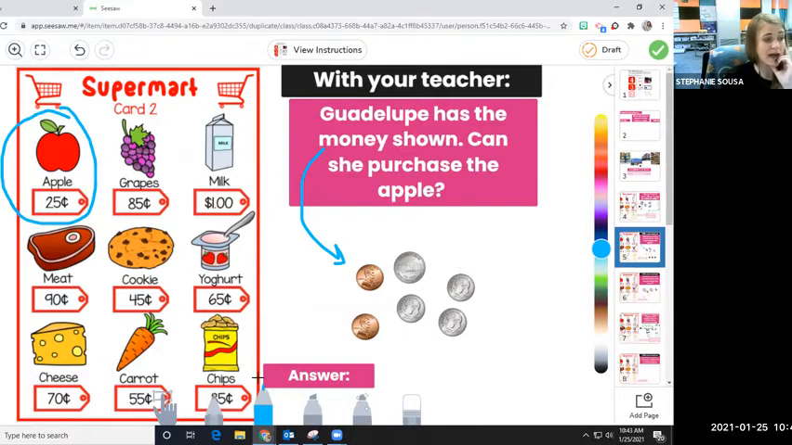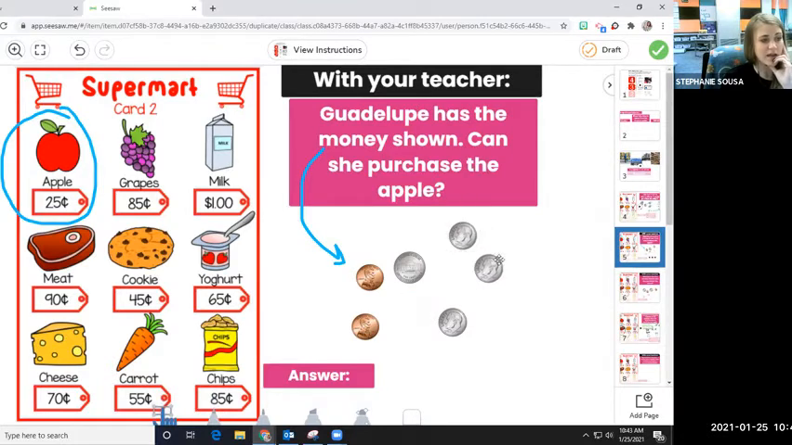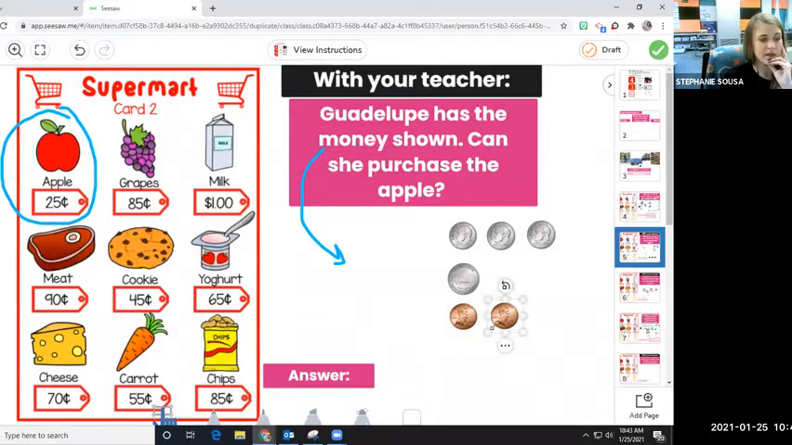Let's count our money. I see that I have a dime, and a dime, a nickel, a penny, and a penny. I like to move my money so that it's in groups. That's how my brain counts best. You do not have to move it if your brain counts a different way.